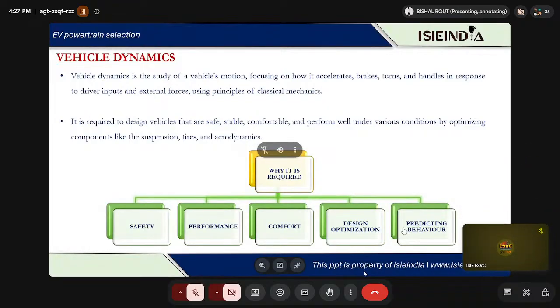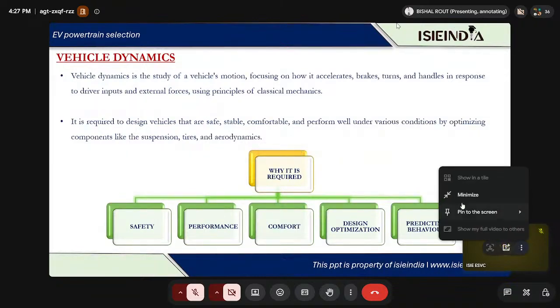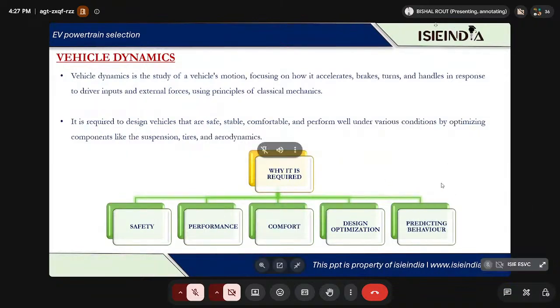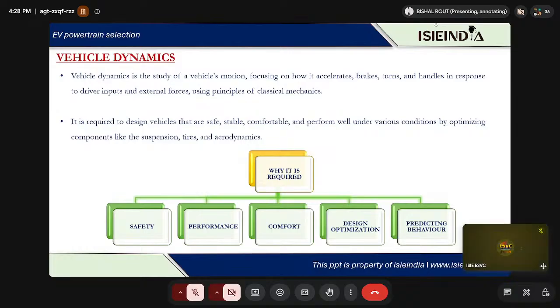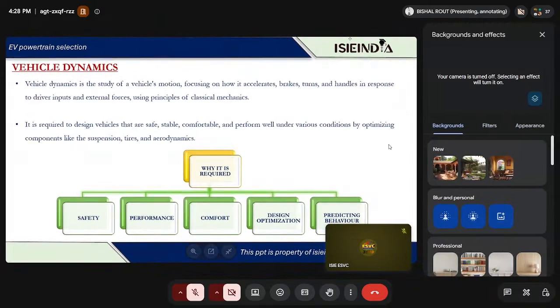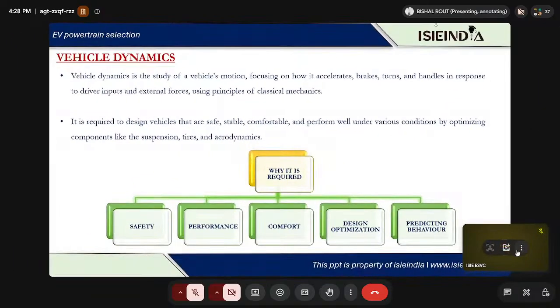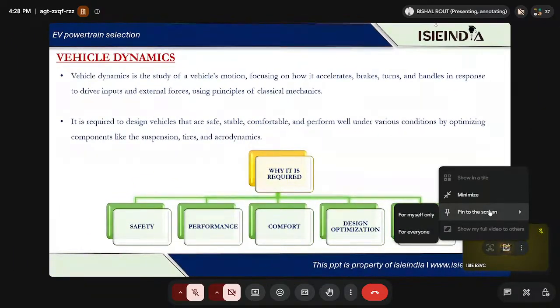So that's why vehicle dynamics helps us optimize our vehicle in every way, right? Then at the last, what we have is predicting behavior, right? What do we understand by the term predictive behavior? This is one of the biggest advantages of a vehicle dynamic simulation, right? Without simulation, what is going to happen? Once you design a particular vehicle, you are going to prototype that vehicle, and then you will do the physical test.